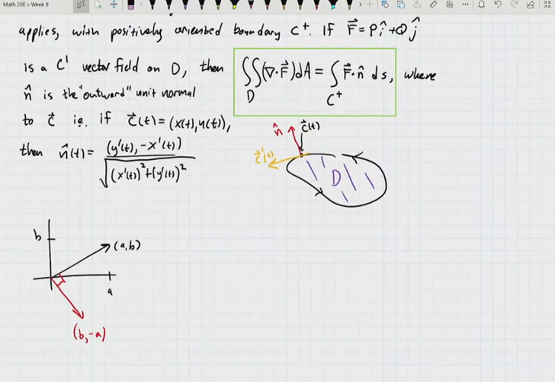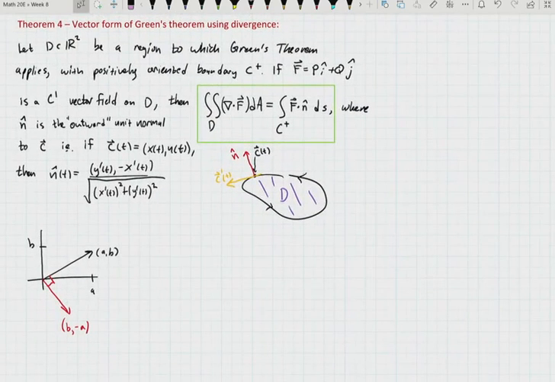Any questions on that setup? I don't think I'm going to prove Theorem 4 to you. I feel like we've done enough of that. You can look at the proof in the book if you want. But is everyone clear on the statement of Theorem 4? Yes.